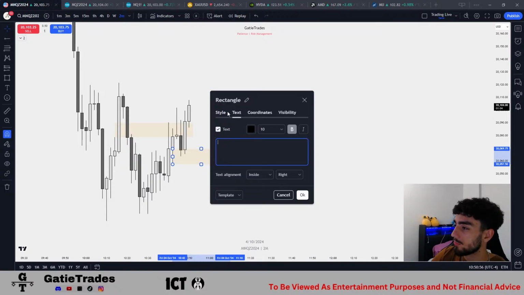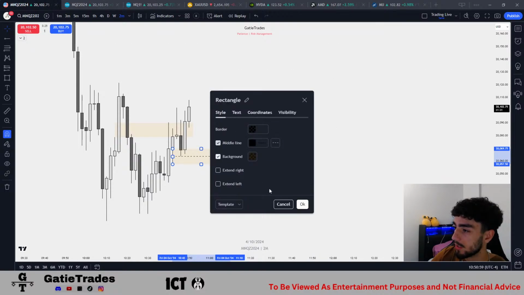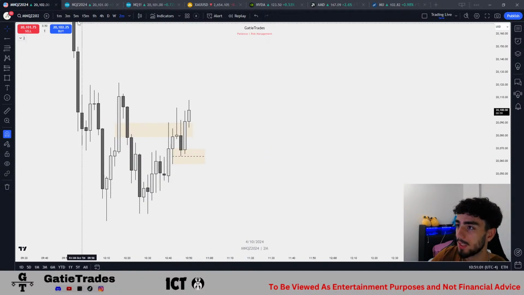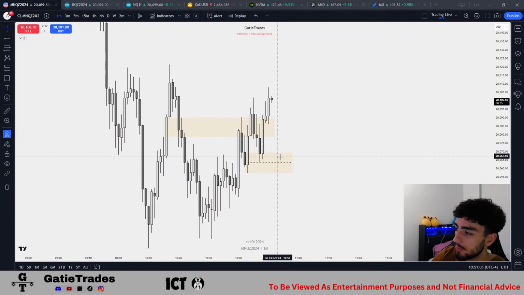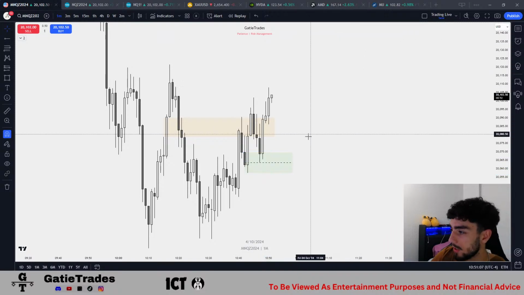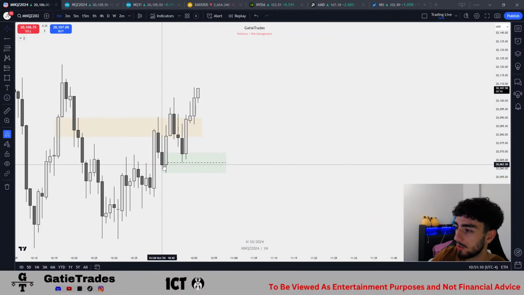Like this is a wick. This is a fair value gap. It's the same, you know. So you can trust this. I mean, obviously your narrative and bias and all that stuff matters, but you can trust this rejection block and order block.